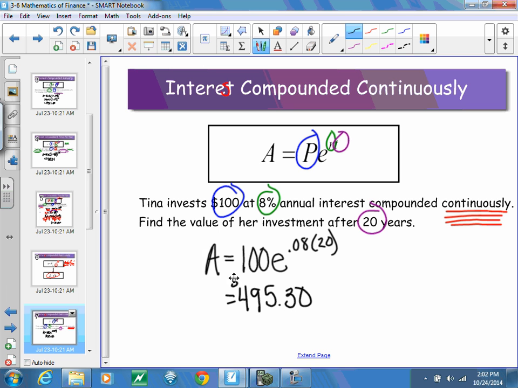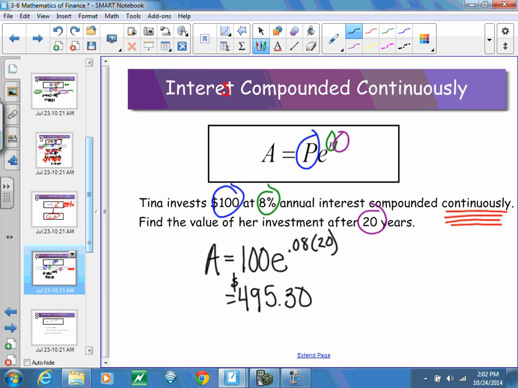Now we can take this problem here and figure out how long it would take for this $100 investment to reach $1,000. That's something we can use logarithms to help us find out, the value for t. So these three should look familiar to you. You've seen them before. And now we're going to get into the two formulas which you have not seen before.